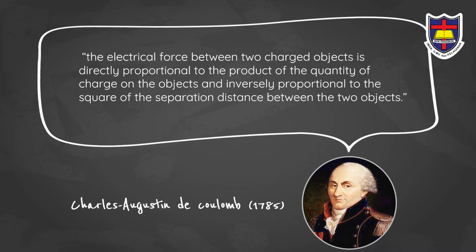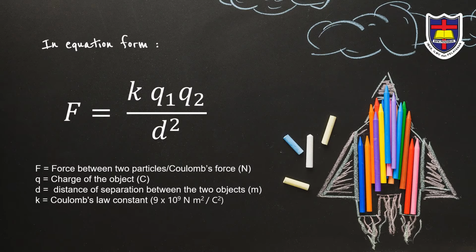So what is Coulomb's Law? Coulomb states that the electrical force between two charged objects is directly proportional to the product of the quantity of the charge on the objects and inversely proportional to the square of the separation distance between the two objects. Or we can write it in equation form: F equals K times Q1 times Q2 divided by d squared.